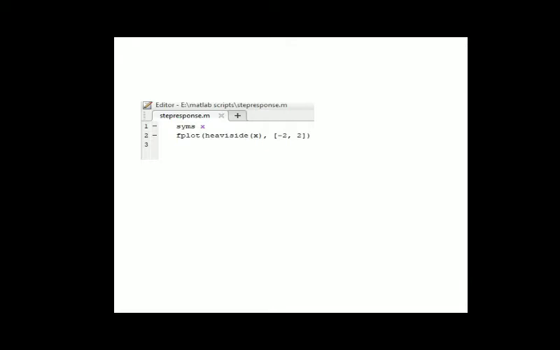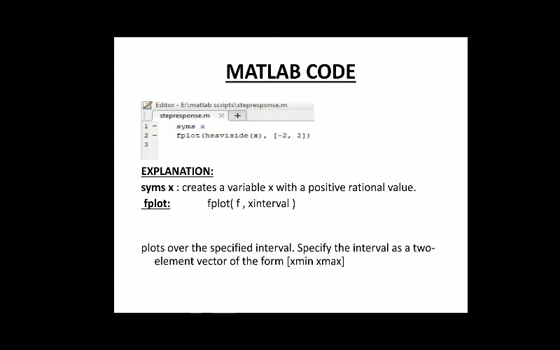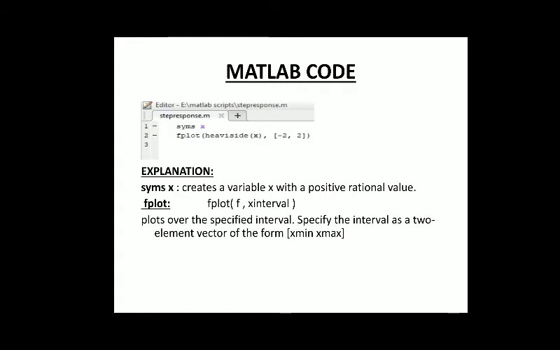So the code is syms x. What is this syntax? syms x is a syntax which creates a symbolic variable x. And fplot is a syntax which plots over the specified interval. In this case, the specified interval is -2 to +2. So it specifies the interval as a 2-element vector of the form [xmin xmax]. In this case xmin is -2 and xmax is +2.